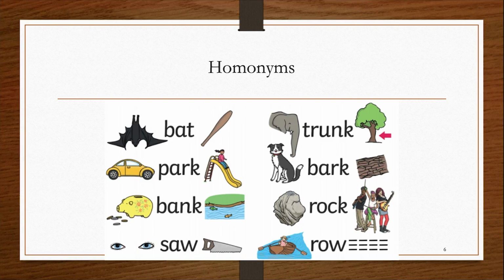And row could also mean, the children are sitting in 3 rows, a seating arrangement. Whereas rowing a ship, or perhaps rowing a boat, when you row a boat, it moves forward. So these are quite a few homonyms that we use quite often in our daily lives.